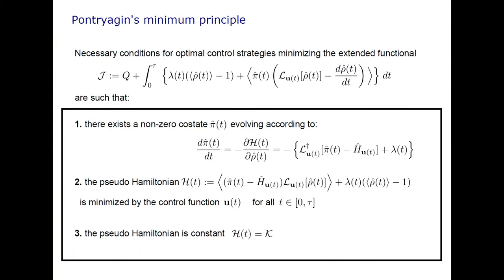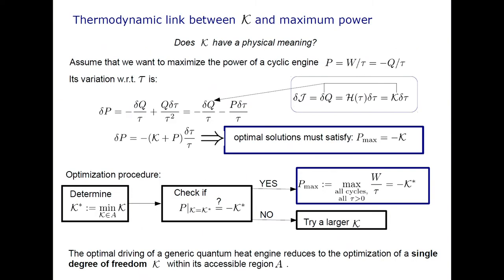Now one could ask: we have this nice Hamiltonian, which in general, in control theory, has no physical meaning. Maybe in this case, it could be related to some thermodynamic quantity. And this is the case, and it is strongly related to the maximum power of the cycle. If we take the power, which is just minus the heat divided by tau, and take the variation of this power, we get a term proportional to the variation of the heat, and a term proportional to the variation of tau. Then we use our Hamiltonian, which is linked to this Lagrange optimization, and we find that the optimal solution should have p equal to minus k. So at maximum power, the optimal solution has a power which is just minus k. This is the conserved quantity of the control problem.